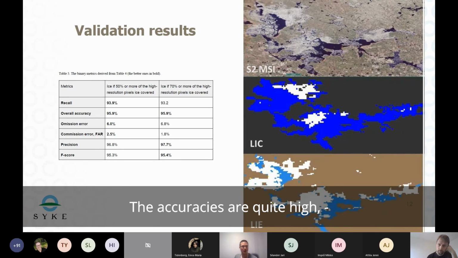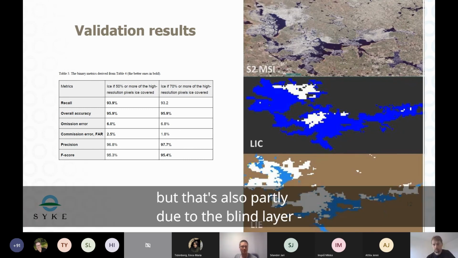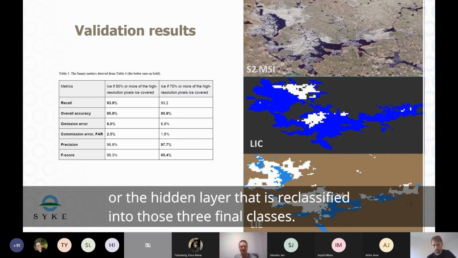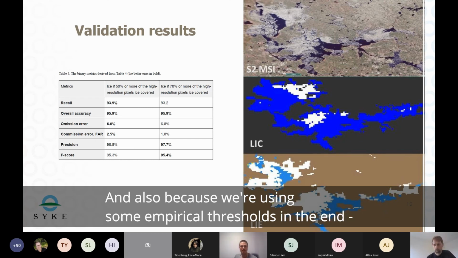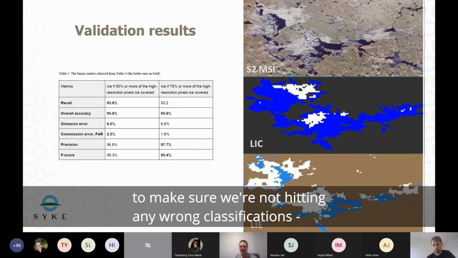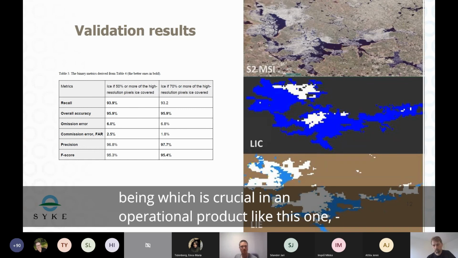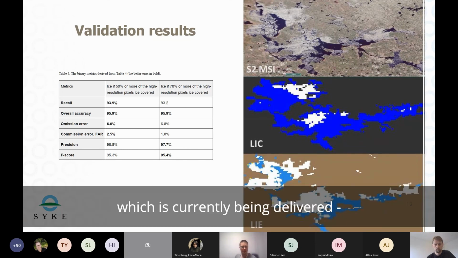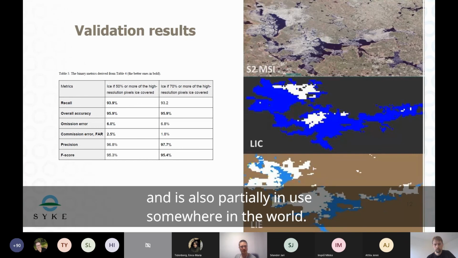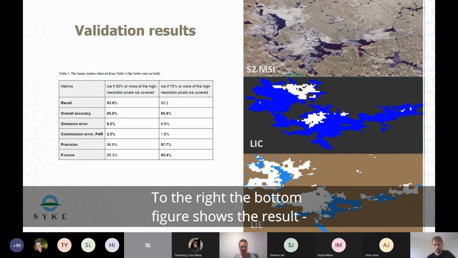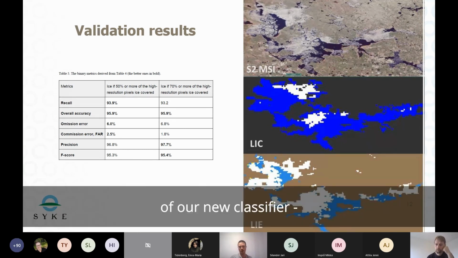The accuracies are quite high, but that is also partly due to the hidden layer that is reclassified into those 3 final classes, and also because we are using some empirical thresholds in the end to make sure that we are not hitting any wrong classifications, which is crucial in an operational product like this one, which is currently being delivered and is also partially in use somewhere in the world.